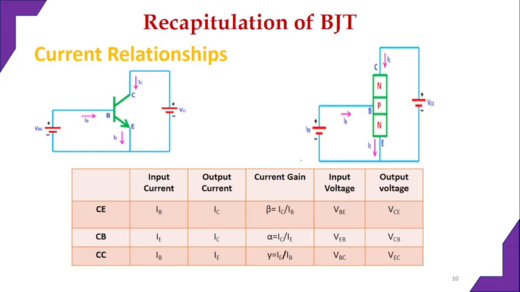And these are the current relationships present in the regions. Already we have said that in the case of a common base configuration, the current gain, that is the current amplification factor, is alpha. In the case of common emitter, it is beta, and in the case of common collector, it is gamma.